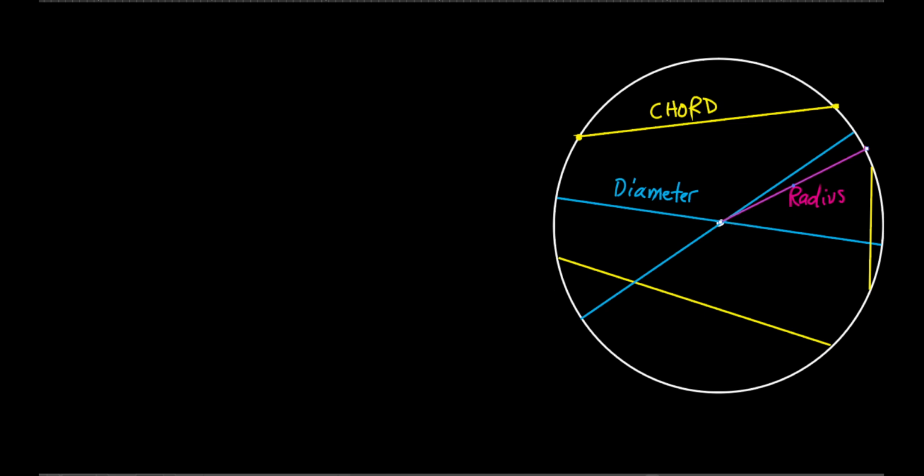So, let's write this down. So one diameter is equal to how many radii? Remember, radii is the plural of radius. So one diameter is how many radii? Two. Two radii.